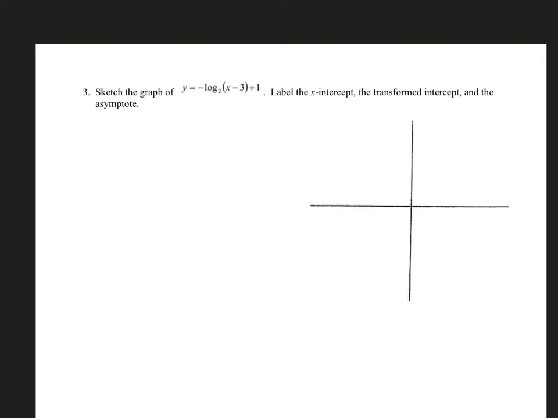So the first thing we need to do, since we recognize it's an increasing graph, is go through and find all those properties. The first thing I can do is find my x-intercept, because I know to do that means my y value equals 0. So I can replace my y with 0. And now what I've done is I've created a log equation. My variable is inside that log. I've got to get it out.